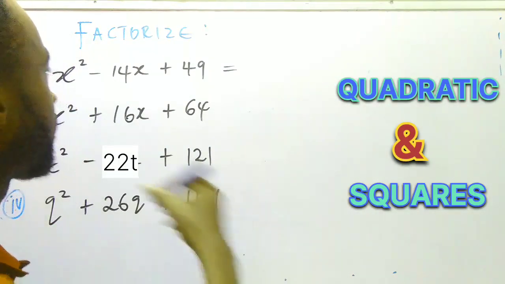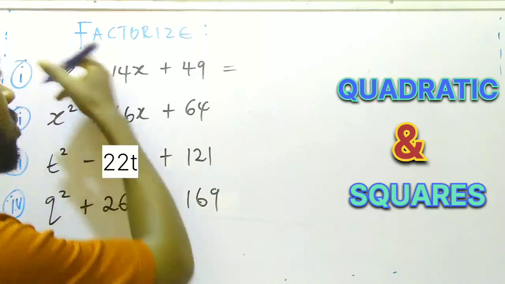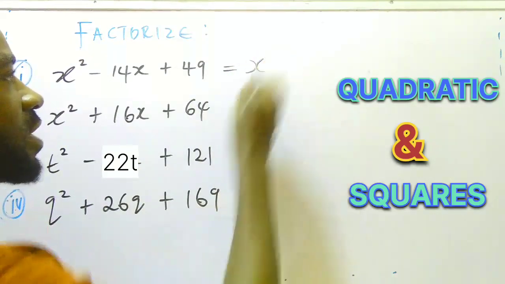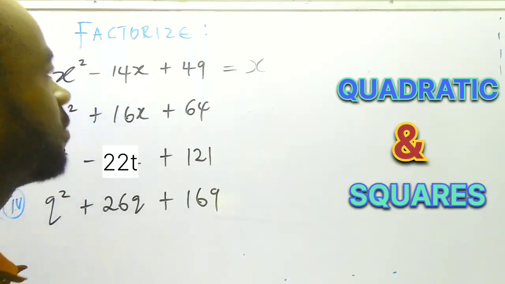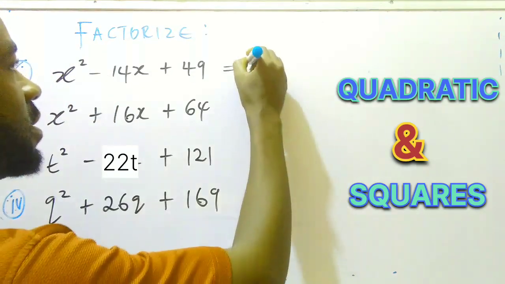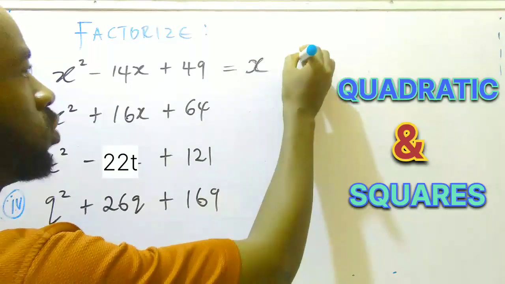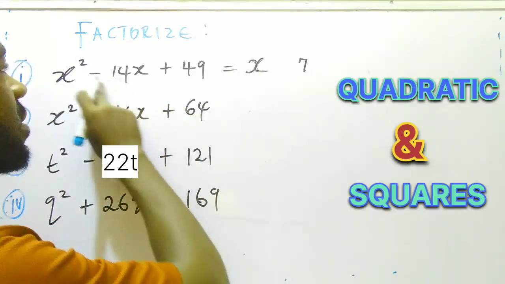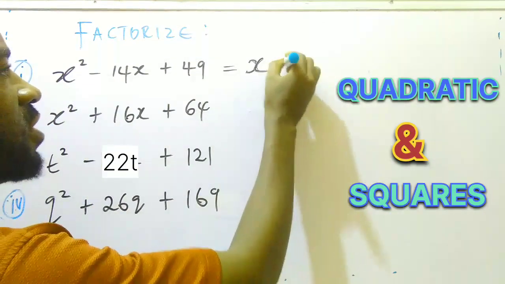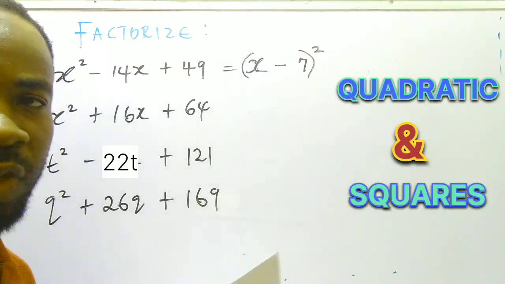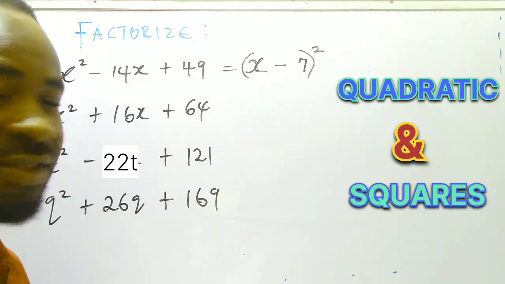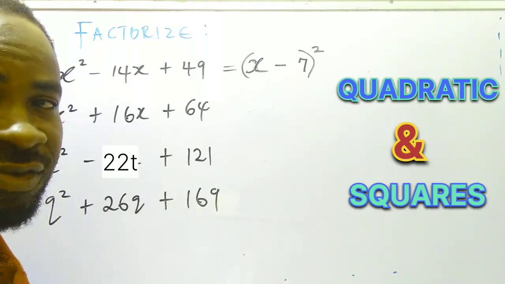So just watch. What I'm going to do is take the square root of this first term, which is x. Are you seeing that? Then I take the square root of the last term, which we know as 7, and then the middle sign is what I'm going to put, and then I group them together. So that is the shorter way of factorizing a perfect square like this, okay?